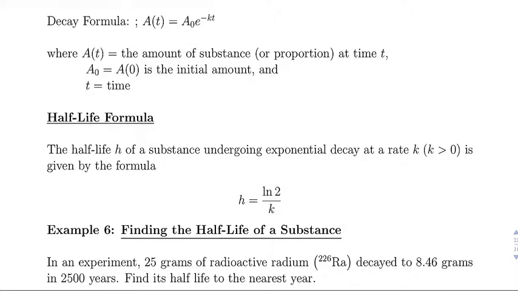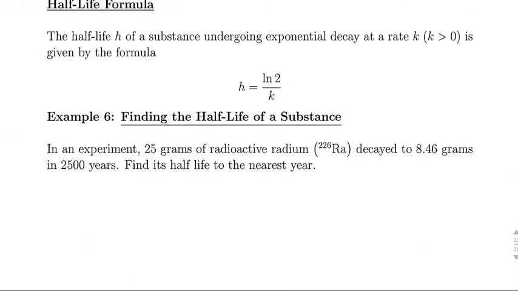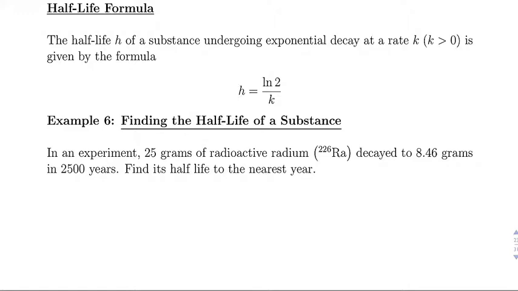Okay. So we have the half-life formula here. Let's see it in action. So in this example, we have an experiment that has 25 grams of radium decayed to 8.46 grams in 2,500 years. We want to find the half-life to the nearest year. Now, if we try to directly use the half-life formula, we need the rate, but the rate wasn't given to us anywhere in this example. So we might start with the exponential decay formula. So we'll say A of t equals A naught e to the negative kt.